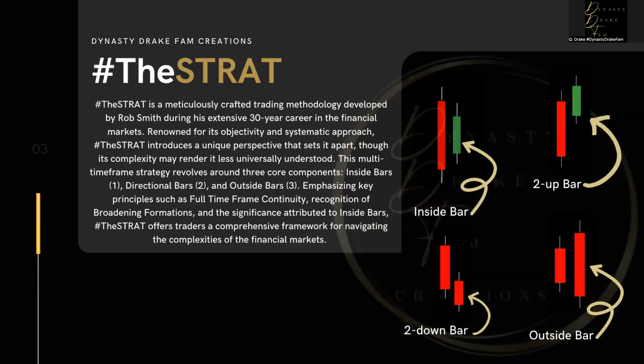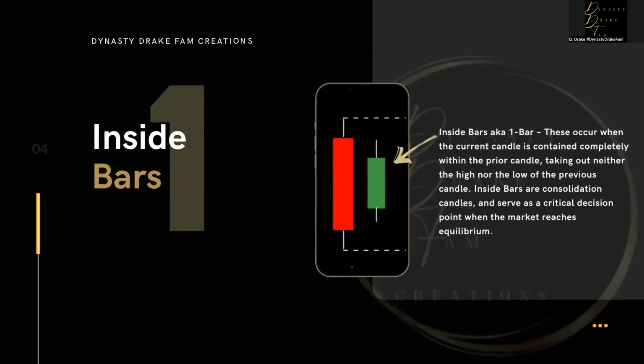So the inside bar, and let's go back. You see the inside bars here. That's your inside bar, your two up, your two down, your outside bar. We're going to go into each of those individually, and we're going to start with the one bar, the inside bar. Inside bars, aka the one bar, occur when the current candle is contained completely within the prior candle, taking out neither the high nor the low of the previous candle. Inside bars are consolidation candles and serve as a critical decision point when the market reaches equilibrium. As you see, the current candle did not take out the high or the low of the previous candle. That is known as an inside bar.